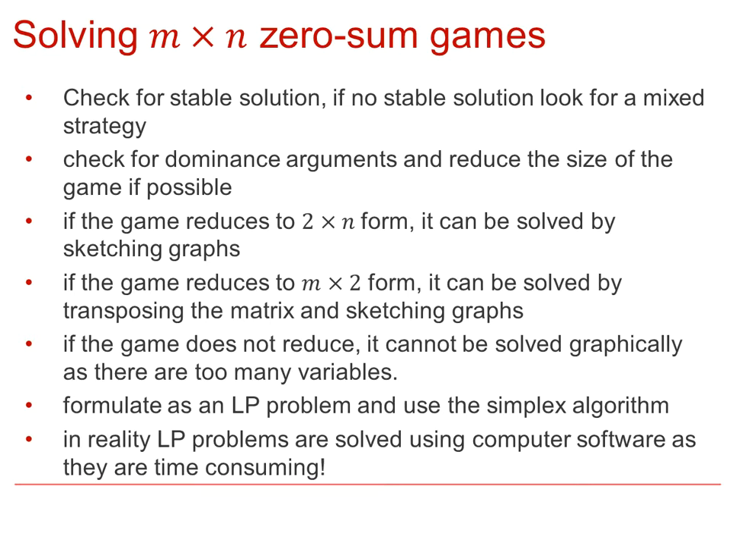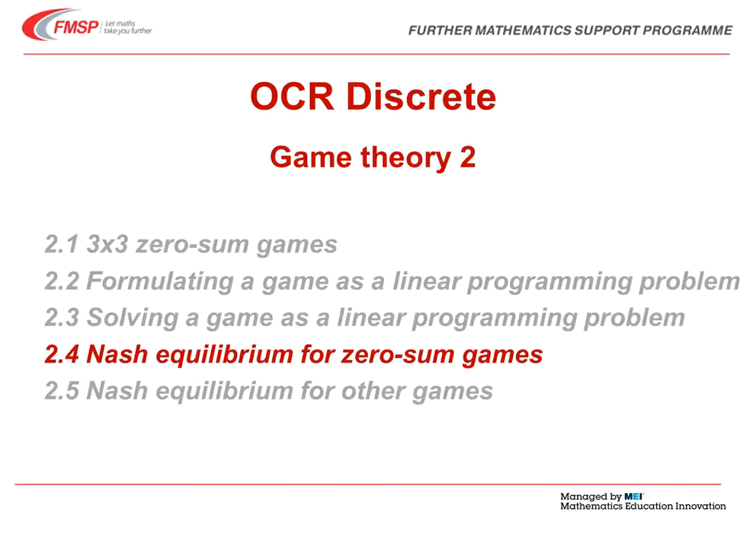If the game does not reduce, then it can't be solved graphically, as there are too many variables. And in this case, as we've seen in this video, we would formulate it as a linear programming problem and then use the simplex algorithm. Now, in reality, linear programming problems are solved using computer software, as they're rather time-consuming. In the next video, we consider the Nash equilibrium for zero-sum games.